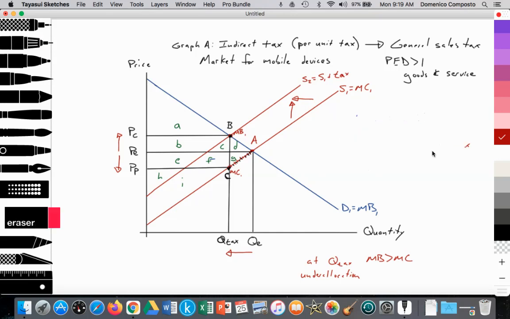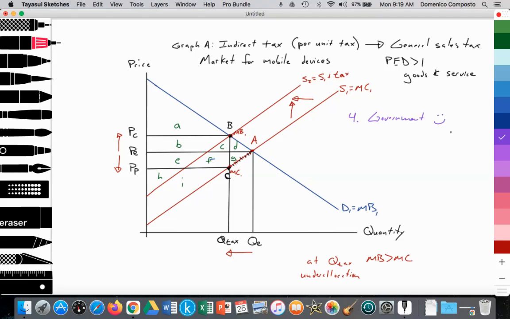Now let's look at the government. I think this is our fourth point, if I remember correctly. The government is better off because now they gain tax revenue. Before the tax was applied, the government earned 0 tax dollars. Okay? But after the tax is applied, the government gains tax revenue, which would be equal to areas B plus C plus E plus F. This rectangular area here is also equal to the tax, PC minus PP, price paid by consumer minus price received by the producer, multiplied by the number of units sold, quantity tax.